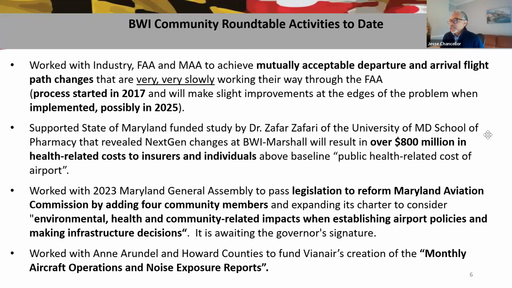So what have we done in 6 years? The Community Roundtable, we haven't done enough. What we have done is we have an initial set of departure and arrival changes that are slowly, very slowly working their way through the FAA. We started this process in 2017, and we might see implementation in 2025. When, if they're implemented, they'll make some small changes at the margins for some people in our region. And it's interesting to note that this is taking longer than it took the FAA to actually implement NextGen after Congress authorized it in 2012, at least in our region. So it's been a very long process.